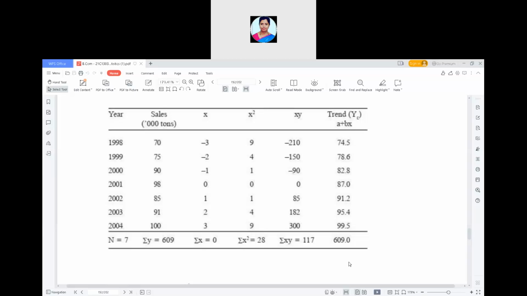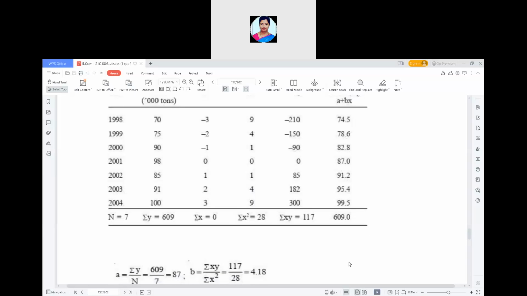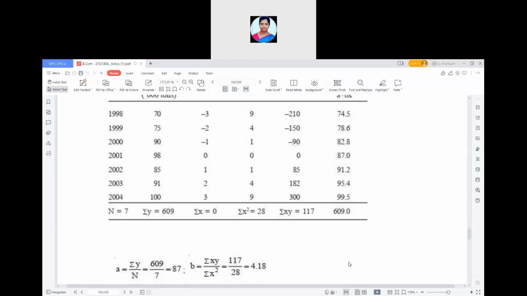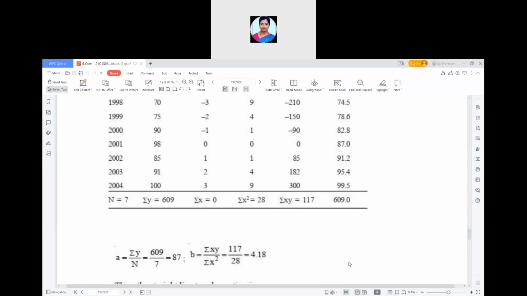So how are we going to find out a? A is nothing but summation y by n. So summation y is 609, divided by n, the number of observations we have. And b is summation xy by summation x square.